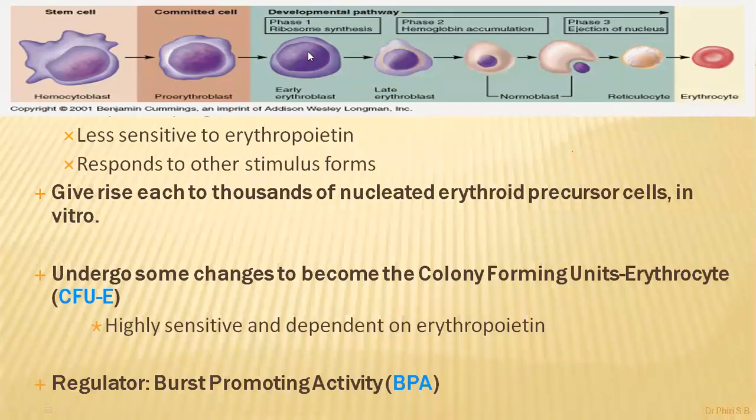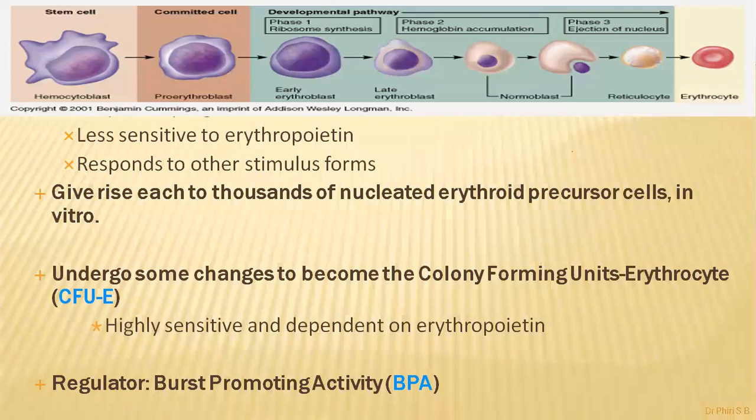In the development pathway of erythropoiesis, you have stages or phases: phase one, phase two, and phase three. In phase one, the proerythroblast differentiates into the early erythroblast. In the early erythroblast, you have ribosome synthesis, or development of ribosomes. Remember that you want to produce a lot of hemoglobin, and hemoglobin is a protein. So you need a lot of ribosomes that will help in the synthesis of hemoglobin. Ribosomes have the machinery for the synthesis of protein.